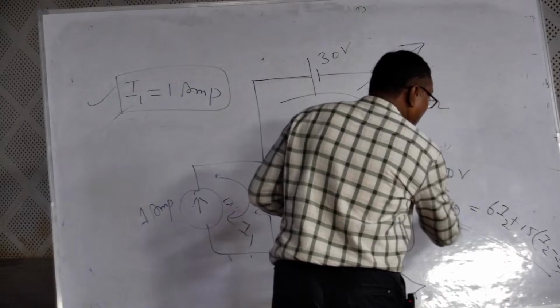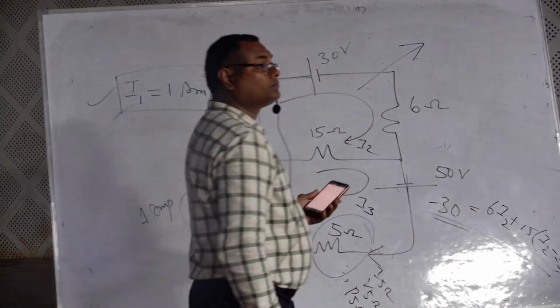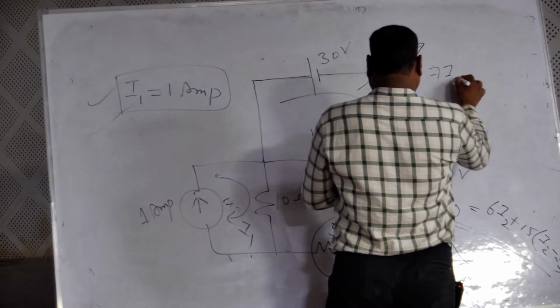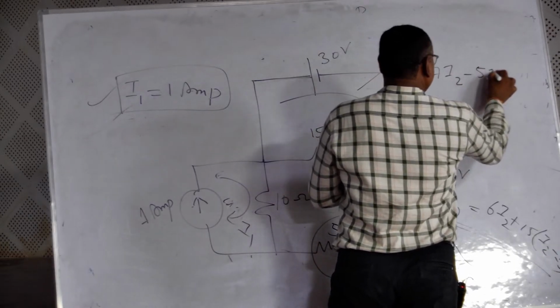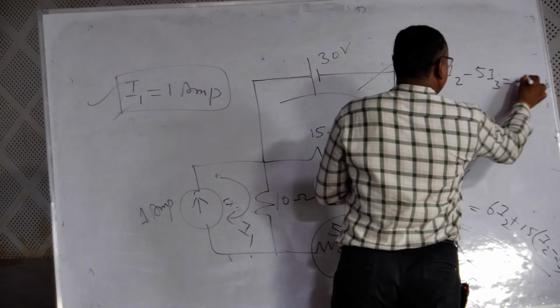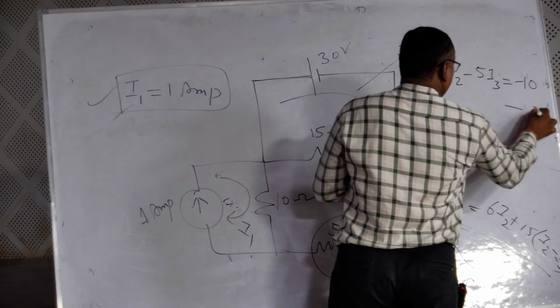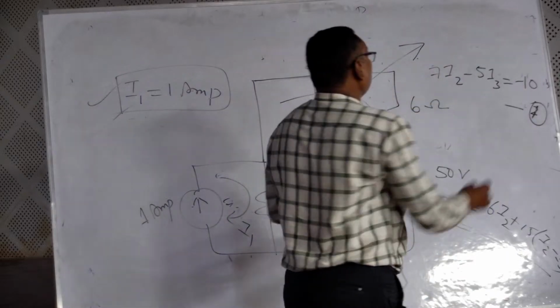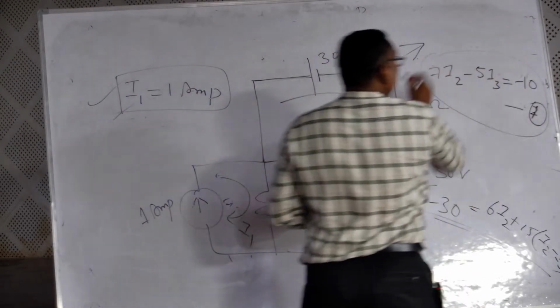Do this calculation part. 7I2 minus 5I3 minus 10, did you get it? Equation 1. Please note down this one.